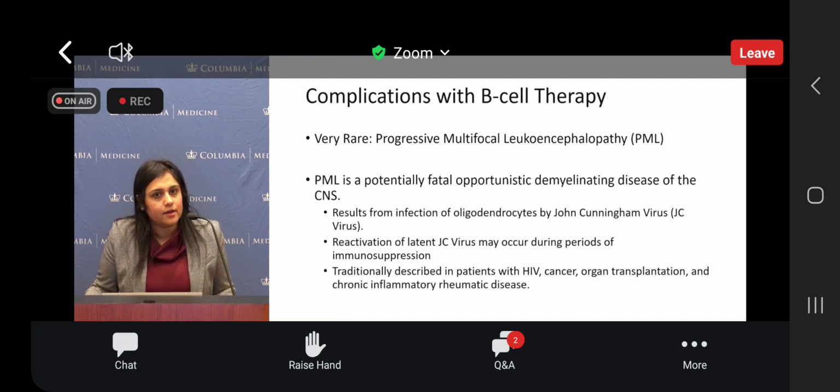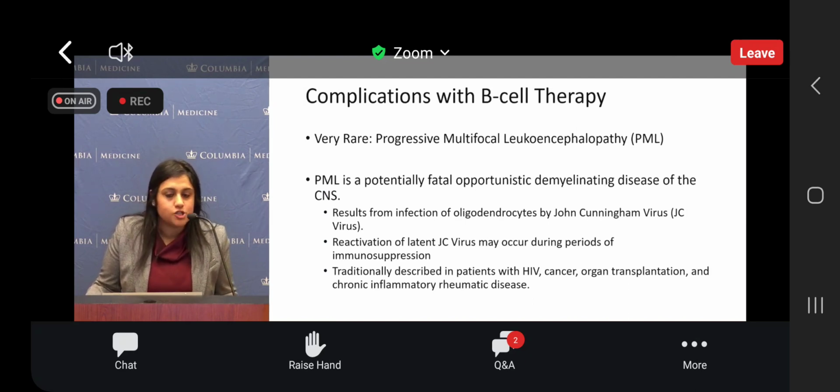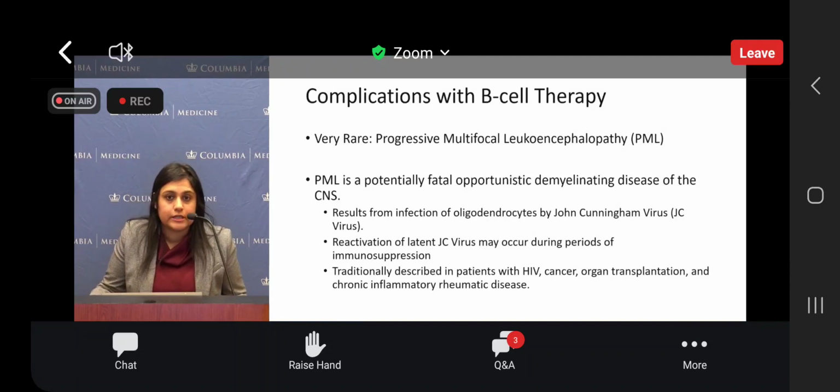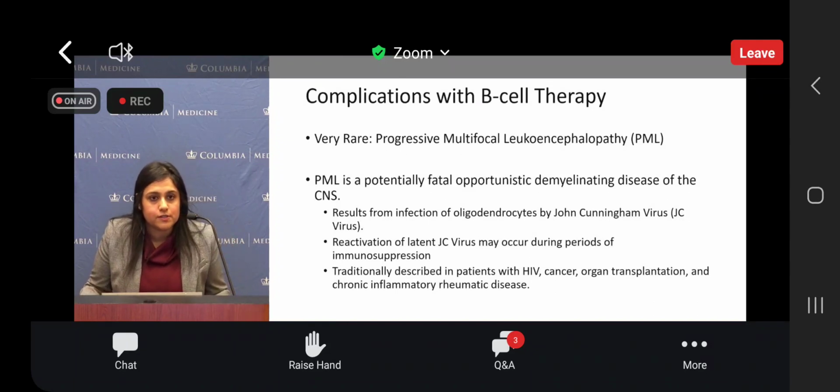And with B cell therapy, one of the most feared complications is the risk of reactivation of JC virus, which can lead to progressive multifocal leukoencephalopathy or PML, which itself can have a significant mortality of almost 50%. It's very, very rare, fortunately. Most of the studies of PML have been done in oncology when patients are on multiple chemotherapy agents.